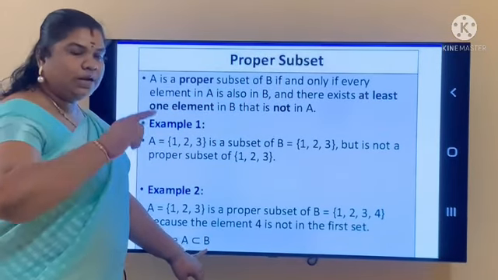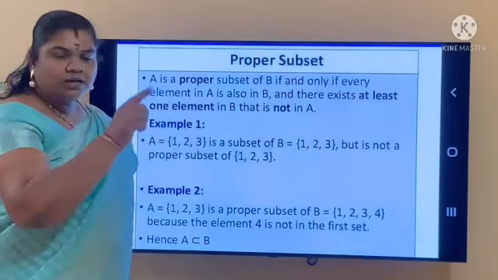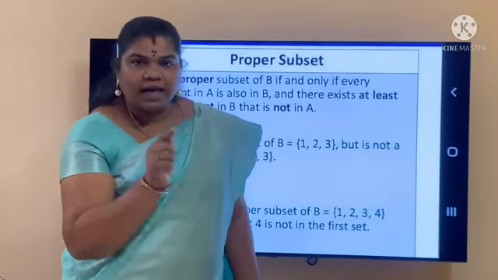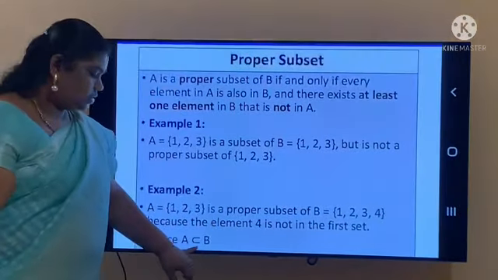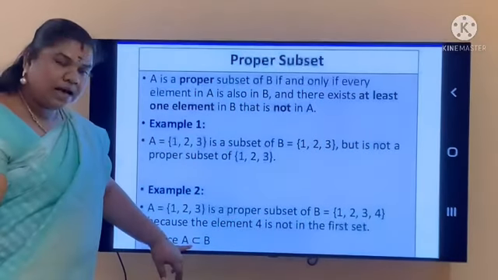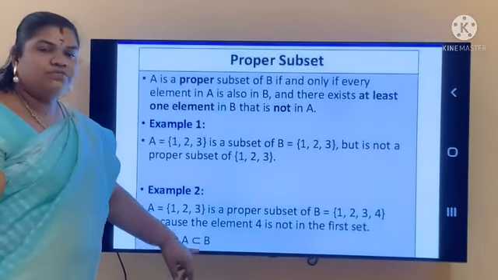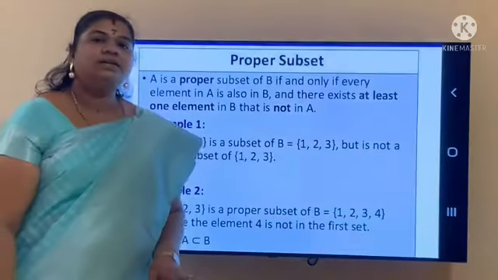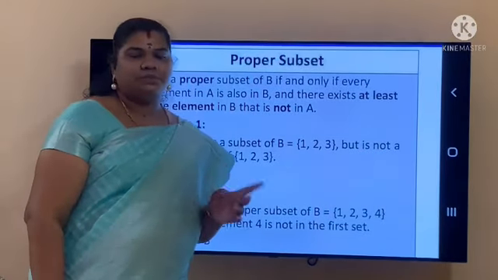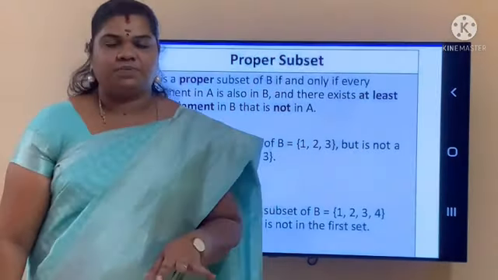So for subset you will have the symbol like this and a line below that. Whereas for your proper subset you will not have that line. That's the difference between your subset and proper subset.